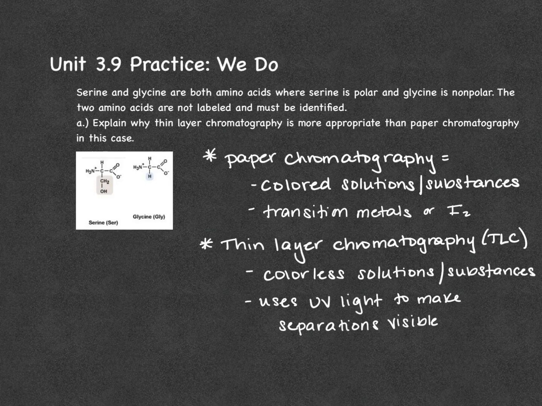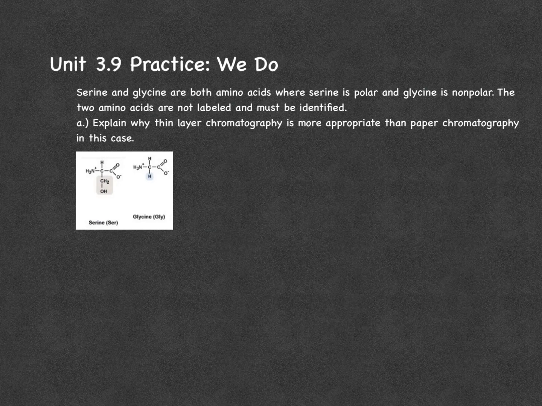So when we look at our structure for serine and glycine, we can tell that we don't have those transition metals or iodine present, and there is no mention in the question about these substances being colored. So we can reasonably assume that these are non-colored substances. So in that case, thin layer chromatography is going to be more appropriate. But they've already told us that, so we need to explain it fully.